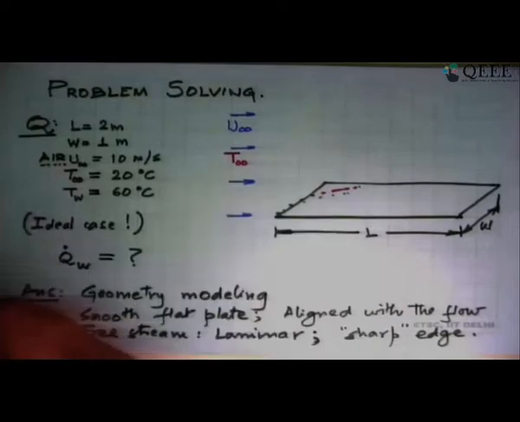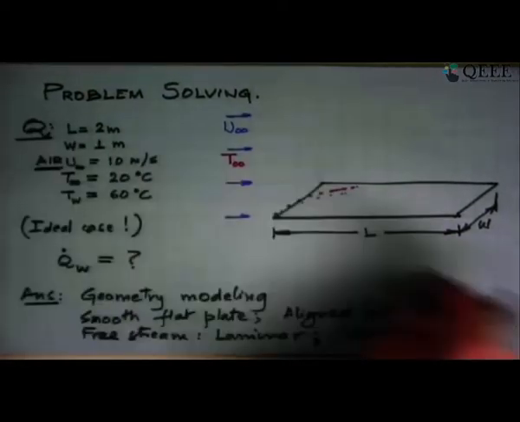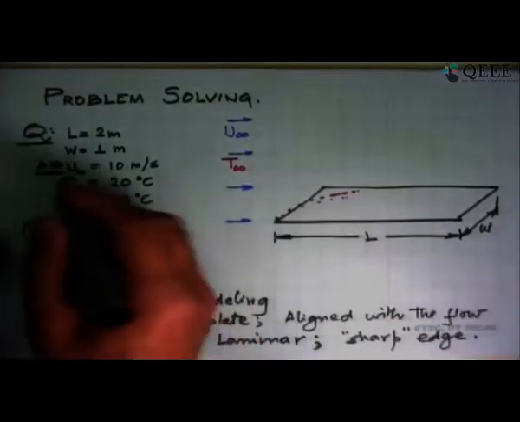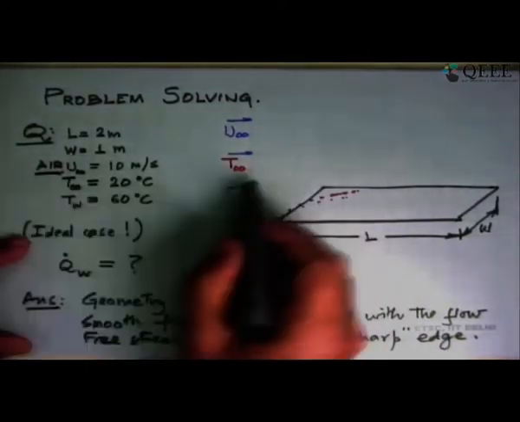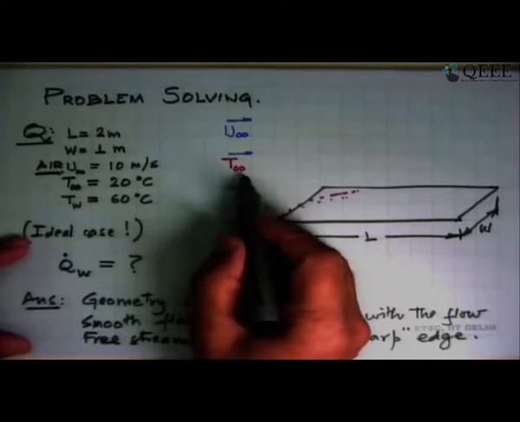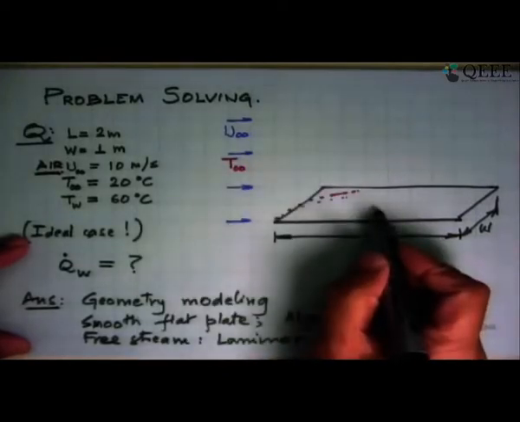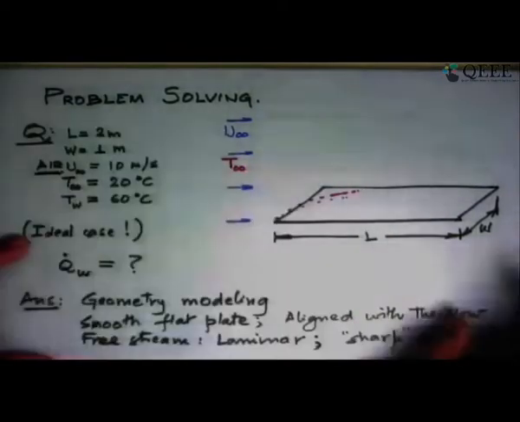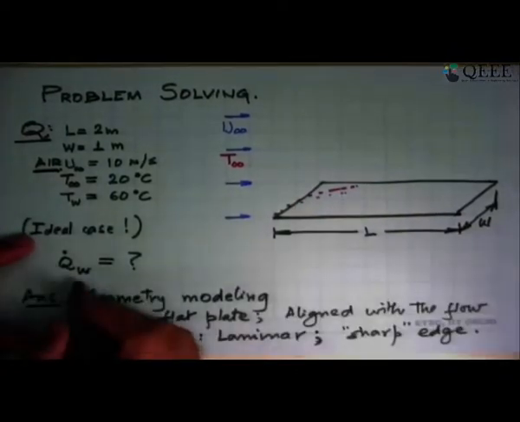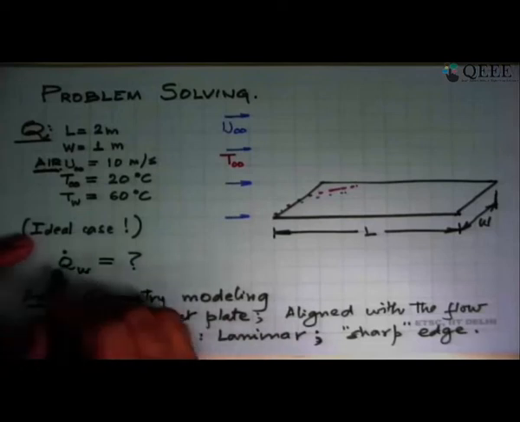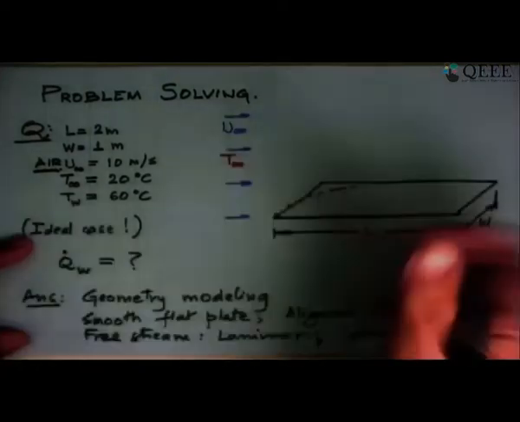Incoming fluid, let's say that the fluid that's coming on is air, so that is the fluid. Velocity is 10 meters per second. The temperature of this air is 20 degrees Celsius, and the wall temperature is 60 degrees Celsius. These are the numbers I am just taking for example. And the question posed is, what is this? Q dot W, which is the heat transfer rate from the whole plate or the wall.